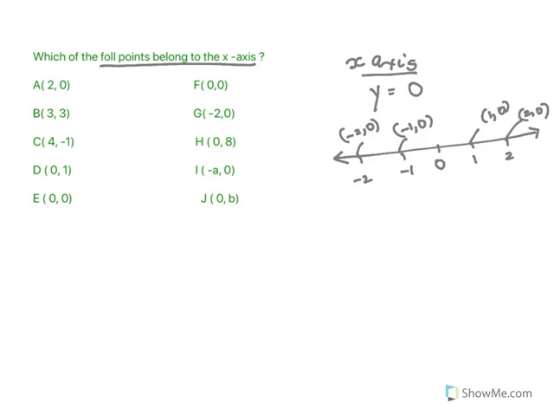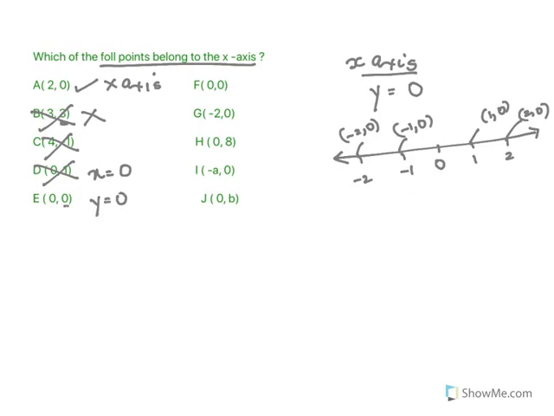Now look at point A. Is y 0? Yes, it is 0. So it will lie on the x-axis. For point B, the y is not 0, y is 3. So it will not lie on the x-axis. Next point, 4, -1, it will not lie. Look at the D. Here the x is 0, so it does not lie on the x-axis, it lies on the y-axis.